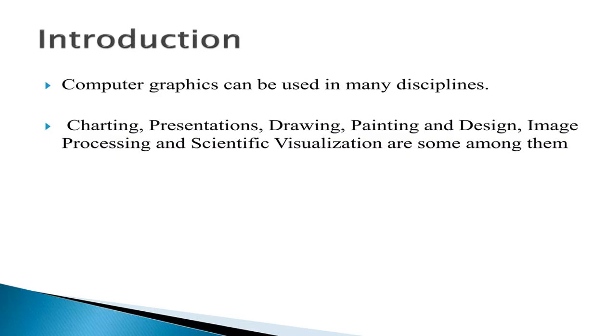Computer graphics can be used in many disciplines. For instance, when we are referring to computer graphics, we are referring to the process of using a system to create images, while computer animation is the process of creating movement in these images. Charting, presentation, drawing, painting and designing, image processing and scientific visualization are some among them.